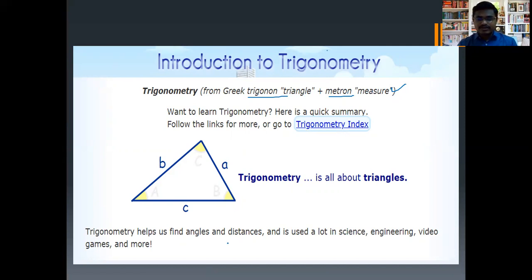Okay, so here we go. Why should we learn trigonometry? There are a lot of applications of trigonometry in different fields like science, engineering, video gaming, and much more. Because of that reason, its weightage in the complete curriculum is also more.